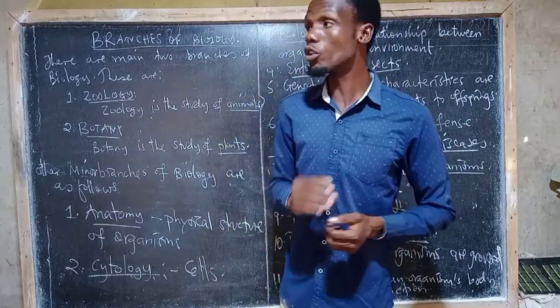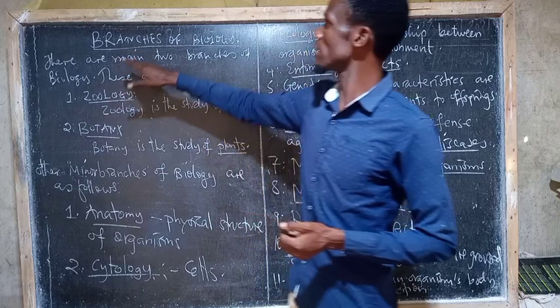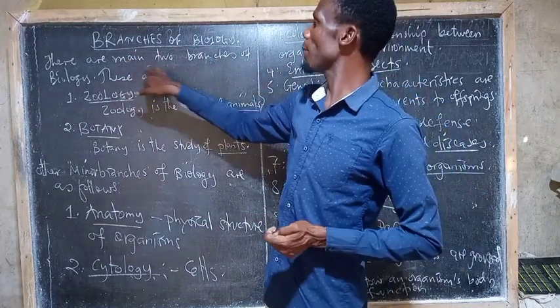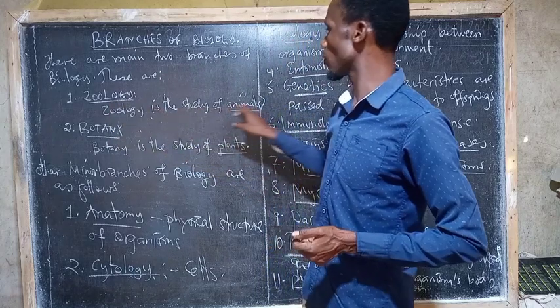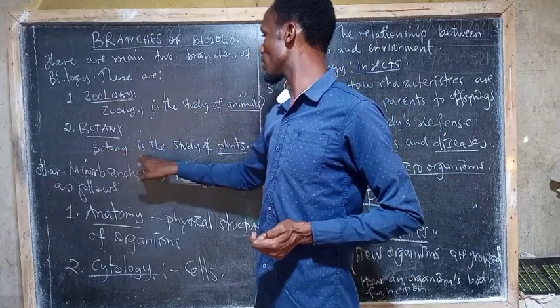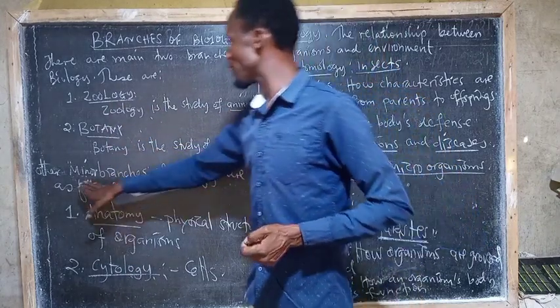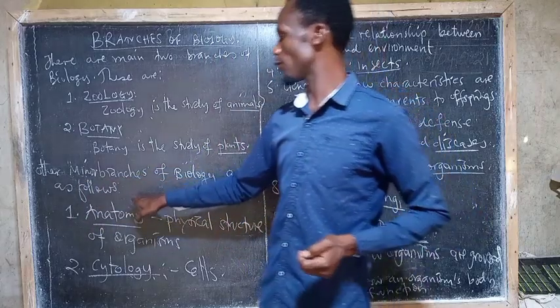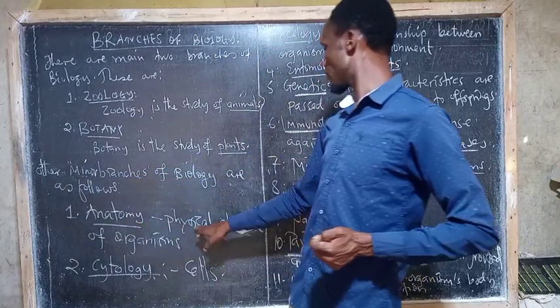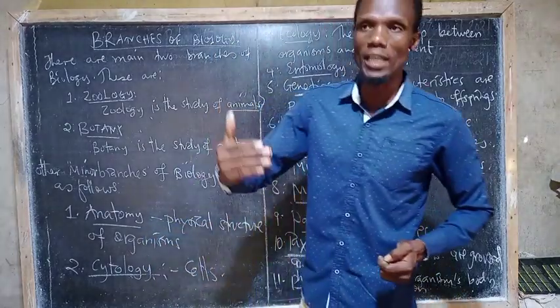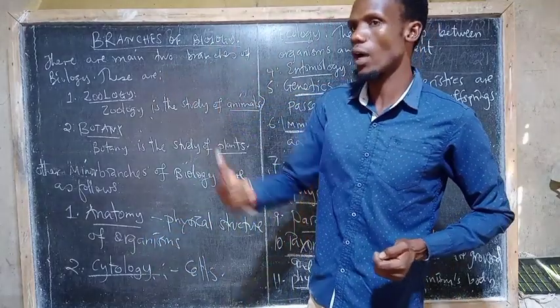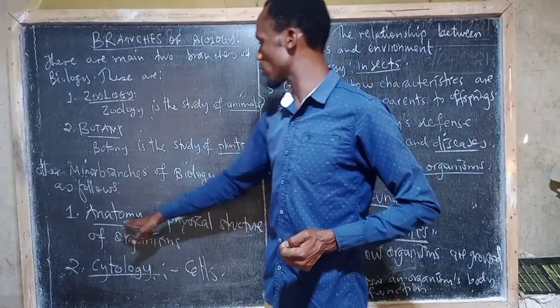But in conclusion, if you are discussing branches of biology, there are two main branches of biology. These are zoology, the study of animals, and botany, the study of plants. Other minor branches of biology are as follows. We have anatomy, that is the physical structure of an organism. If we are just looking at the physical structure of an organism, that branch of biology is called anatomy.